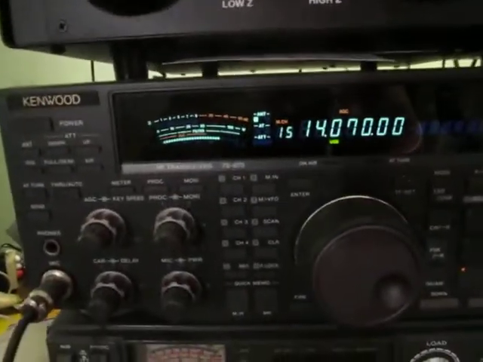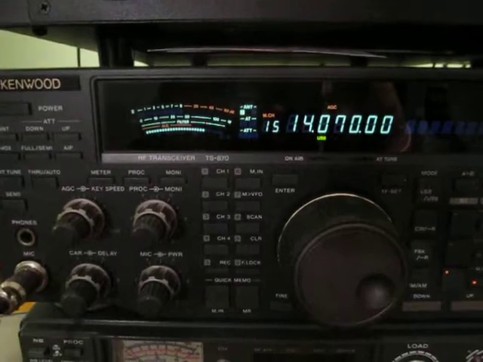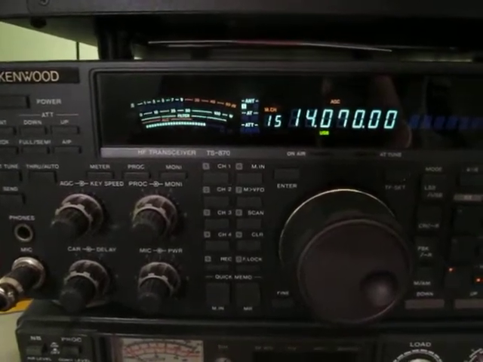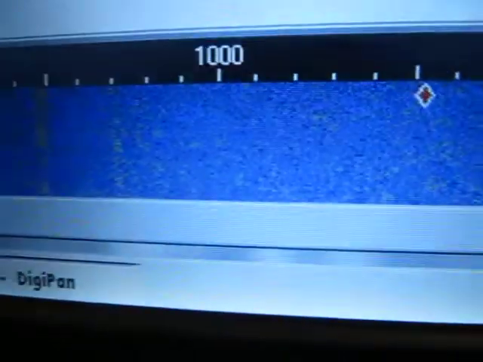So anyway, I hope you found this helpful in setting up your PSK31 levels properly, so you can provide nice, clean signals on received waterfall displays for folks that you're going to talk with.